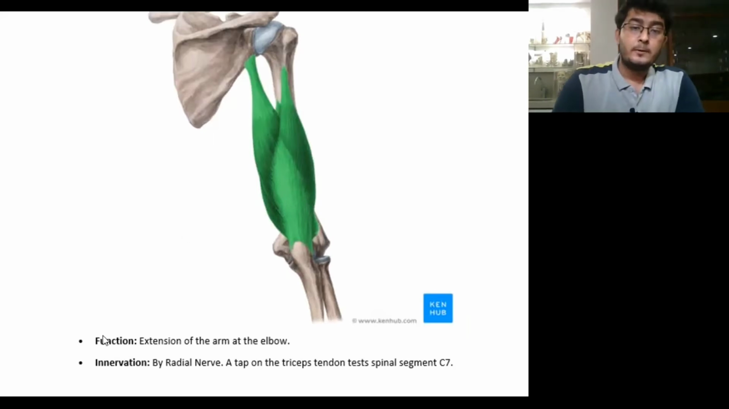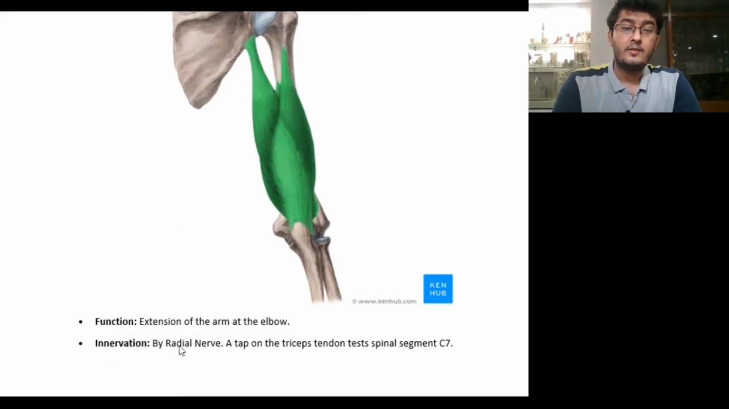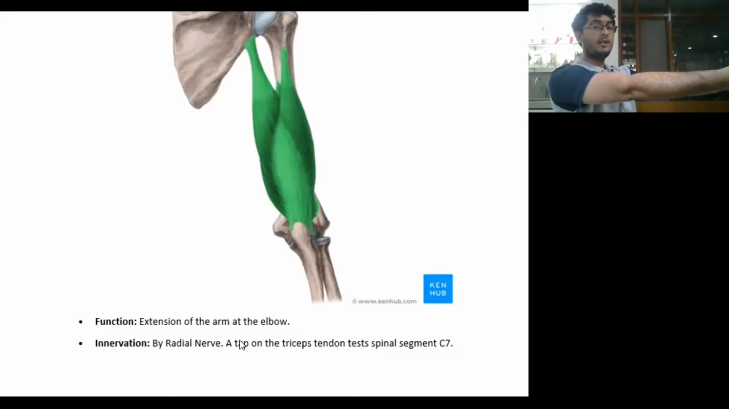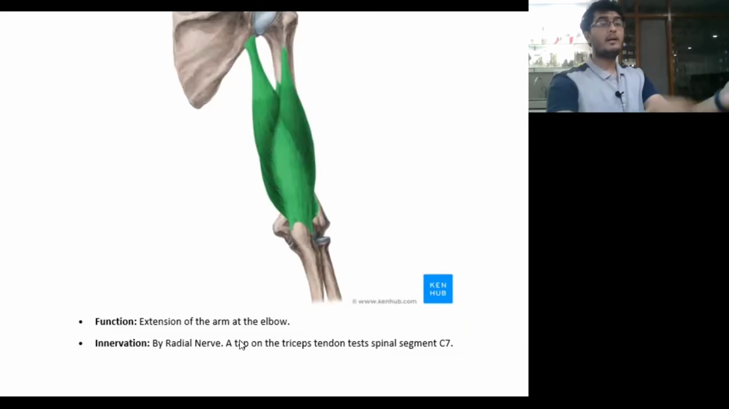Okay, so we have done the function, extension, and it's innervated by the radial nerve, and we have already discussed C5, C6, pick up the sticks. So it's the flexion of the forearm, and C7, C8, lay them straight. So it's the extension of the forearm at the elbow joint.